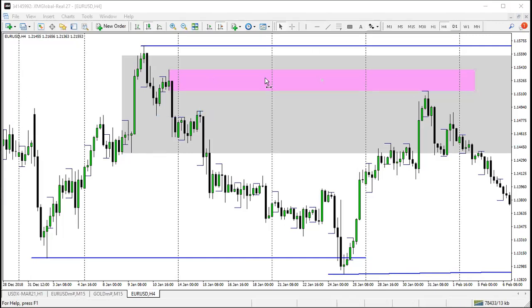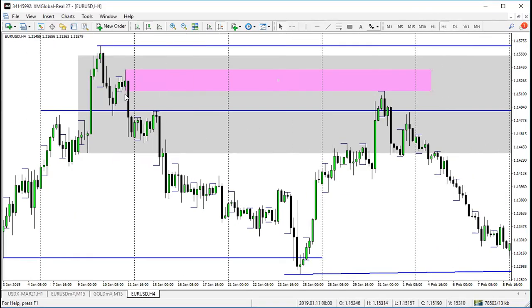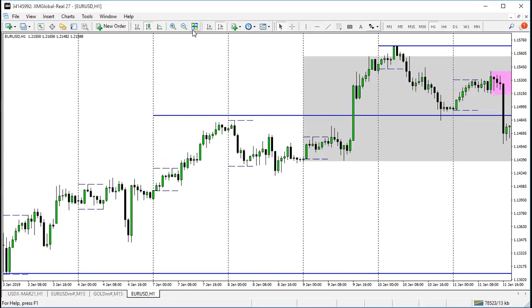Okay, actually, let me do this. Where is the equilibrium? For the equilibrium, use the body. Don't use the wick. Use the bodies. Do not use the wicks. Use the body. Right, this is our equilibrium. So we have this order block here. So price comes back. As you can see, let's go to 1 hour also.